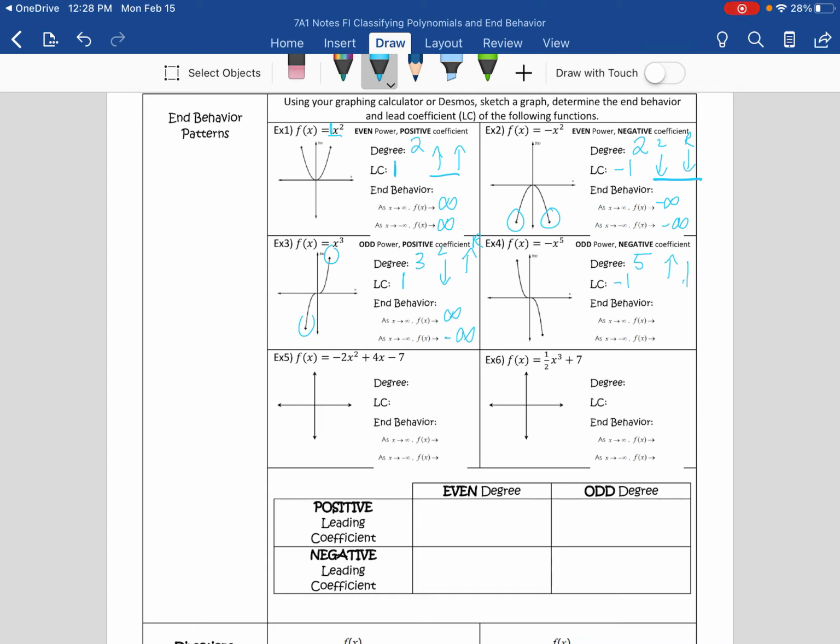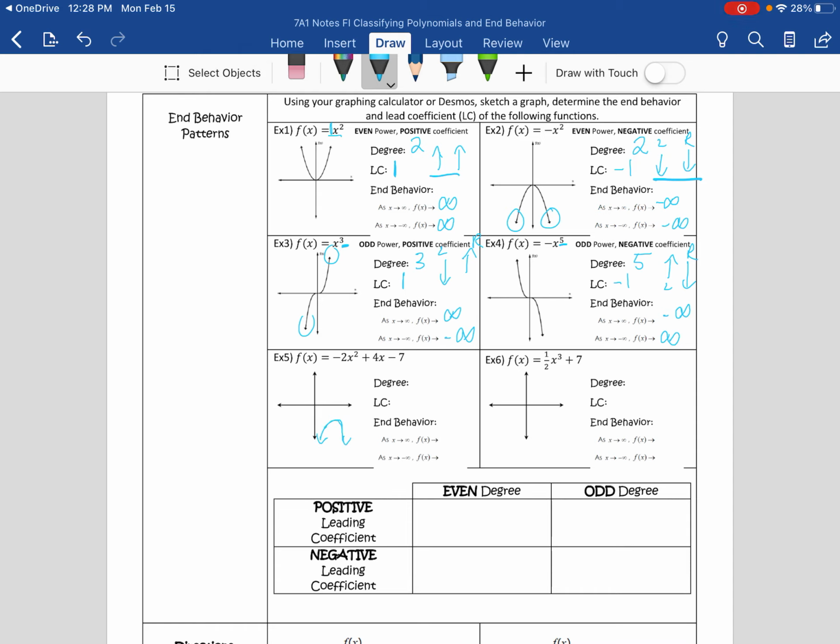This one here is a 5th degree. My lead coefficient is -1. And in this case, I have an up, then a down. So on the left-hand side, if it's going up, it's going to positive infinity. On the right-hand side, it's going down, so it's going to negative infinity. So what you notice is that this is to the third, this is a 5th, that if it's odd, it's going to be either down, up, or up, down. If it's even, it actually goes in the same direction.